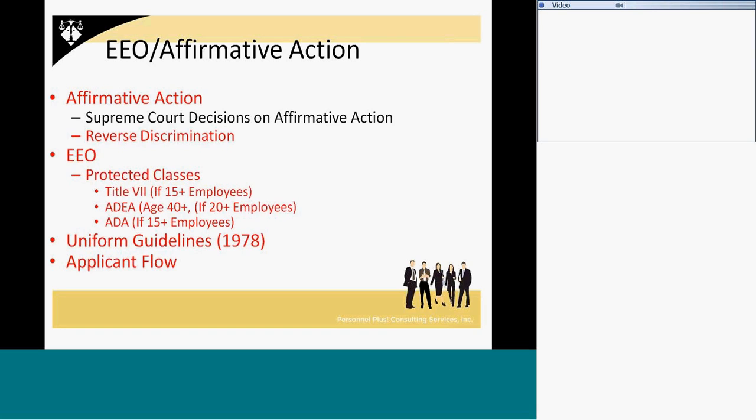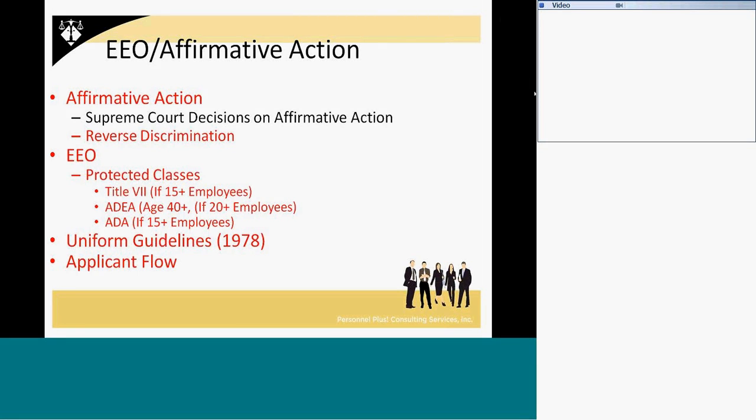EEO, in my viewpoint, is simply making sure that there are no built-in headwinds, no built-in artificial barriers to people. Under EEO law, there are a number of what are referred to as protected classes.